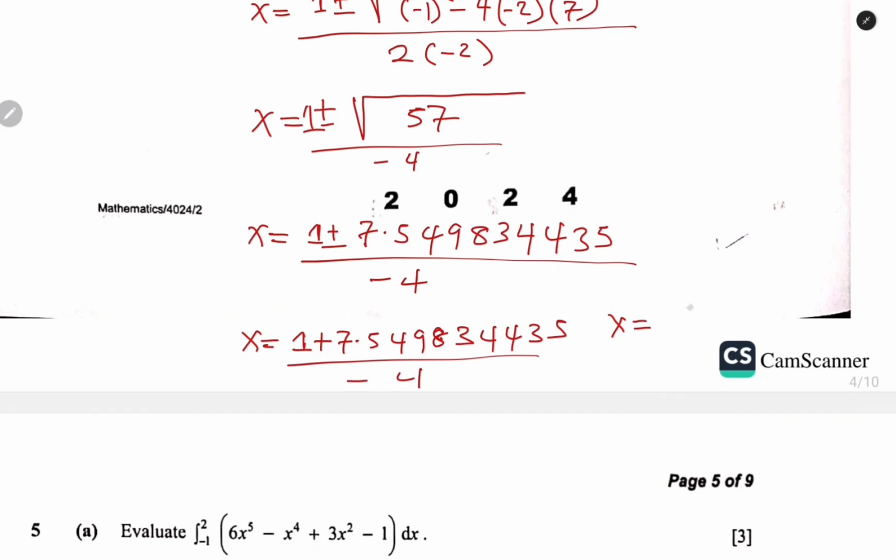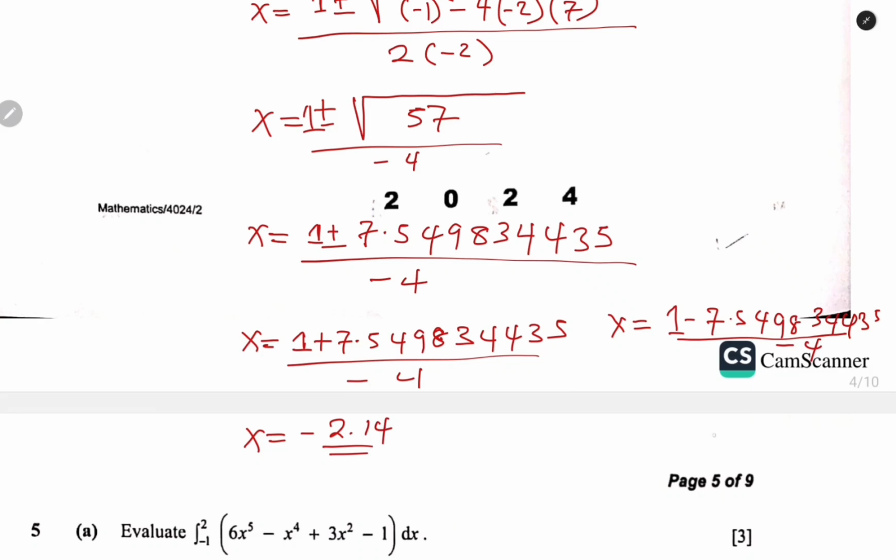The other value of x we are going to subtract 1 minus 7.5498344435. Then divide negative 4. So the first part, x is equal to, after dividing and of course rounding off, we find negative 2.04. To be able to confirm.